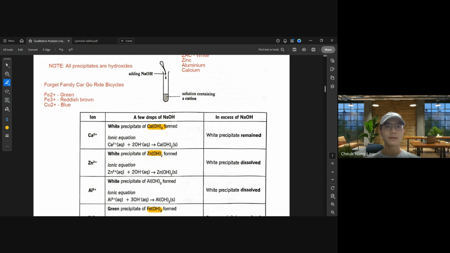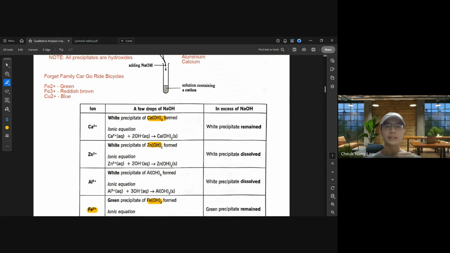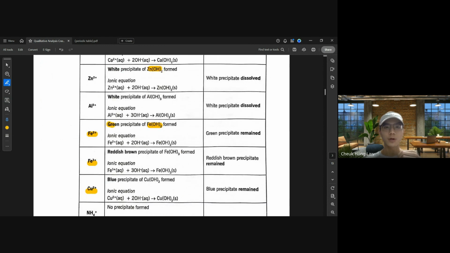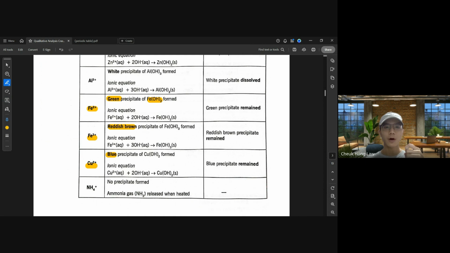Then the second memory shortcut, forget family car: Fe2 plus, Fe3 plus, Cu2 plus. Go ride bicycles. So go will be green, ride will be reddish brown, and bicycles will be blue. Okay, so green, reddish brown, blue. And for ammonium, there will be no precipitate form.